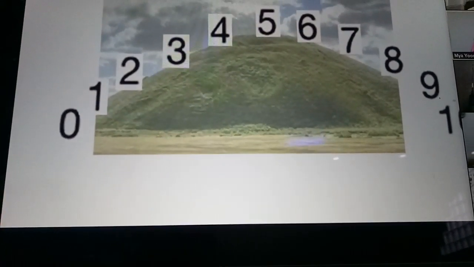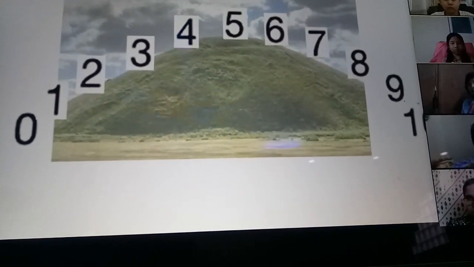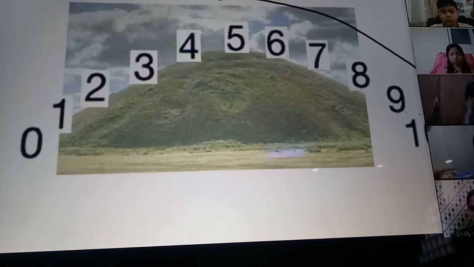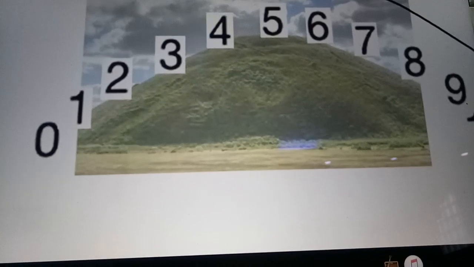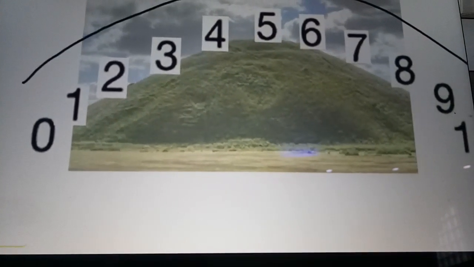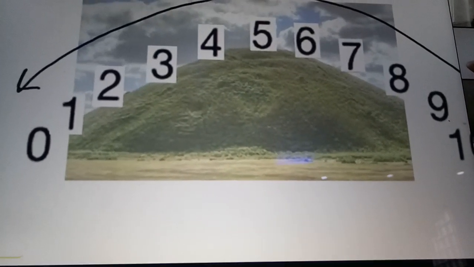Here's another way to think about the rule with rounding. If a number is a 5 or up, you are going to round up to the nearest 10,000. And if it's 4 or down, you're going to round down to the nearest 10,000.